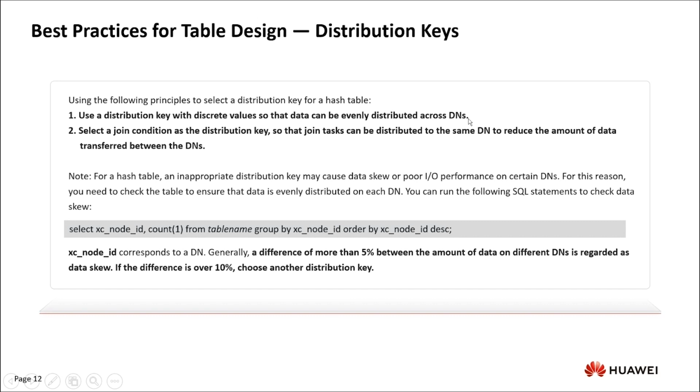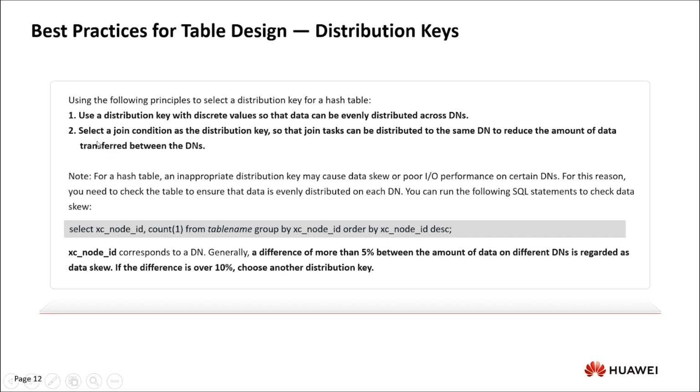So first of all, use the distribution key with discrete values so that data can be evenly distributed across DNs. For example, in the business scenario of banking, the business entity is the customer, and the customer ID field can be used as the distribution key for the business data because ID is unique and records can be evenly distributed based on the hash value of it.